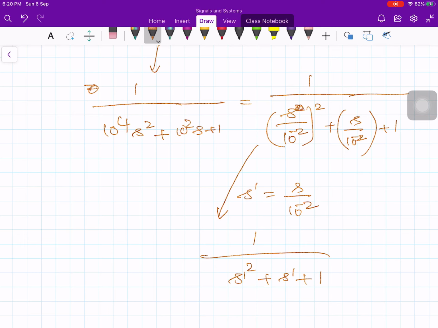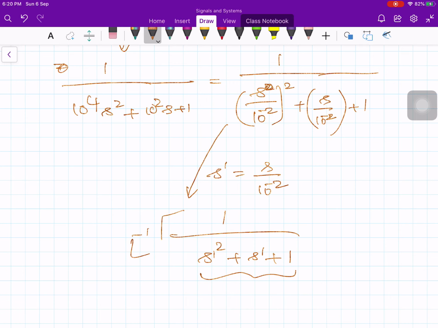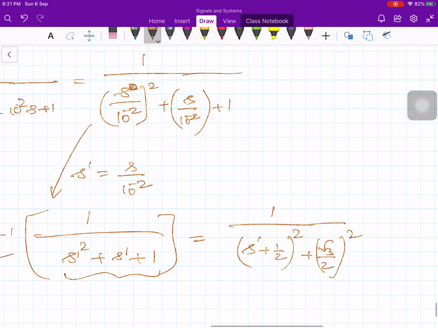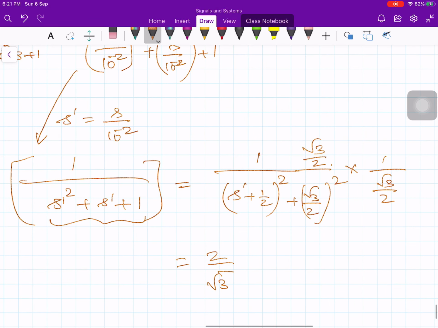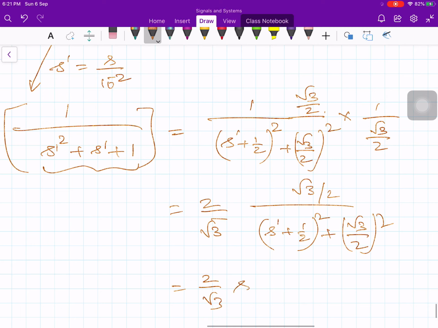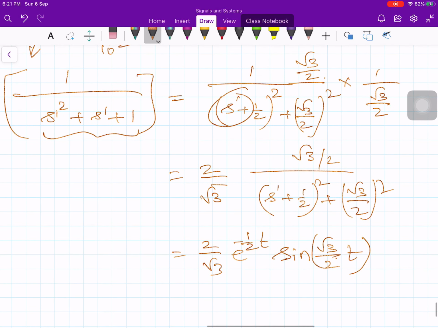And you know what the inverse Laplace transform of this is. Just now we have done this, I think, in this lecture and one of the previous lectures: 1 by 2 whole squared plus root 3 by 2 whole squared. But in the numerator I don't have root 3 by 2, so let me introduce root 3 by 2 divided by root 3 by 2. So this is equal to 2 over root 3, then in the numerator root 3 by 2, over s dash plus 1 by 2 squared plus root 3 by 2 whole squared. So this is equal to 2 by root 3 times e to the minus 1 half t, times sine of root 3 by 2 t. Now we have assumed s dash. What is s dash? s dash is equal to s by 10 to the minus 2.